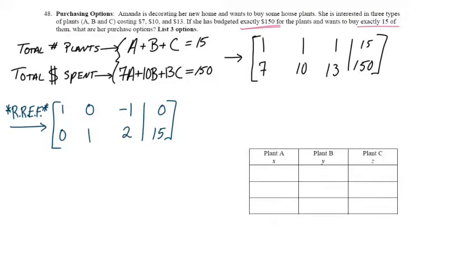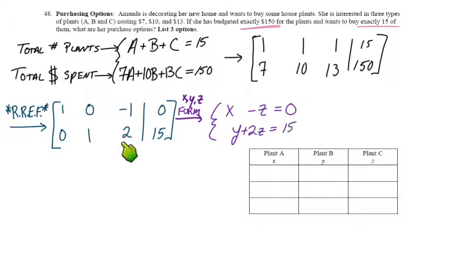Okay, now to move forward with solving this and giving Amanda three different options, let's put this into XYZ form. The first row there is going to be X minus Z equals 0. And the second row there is going to be Y plus 2Z equals 15.